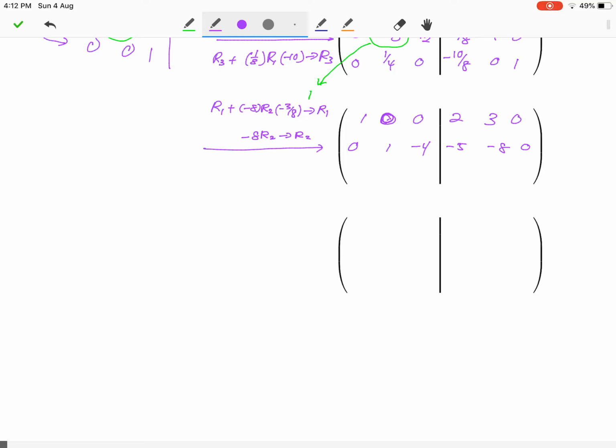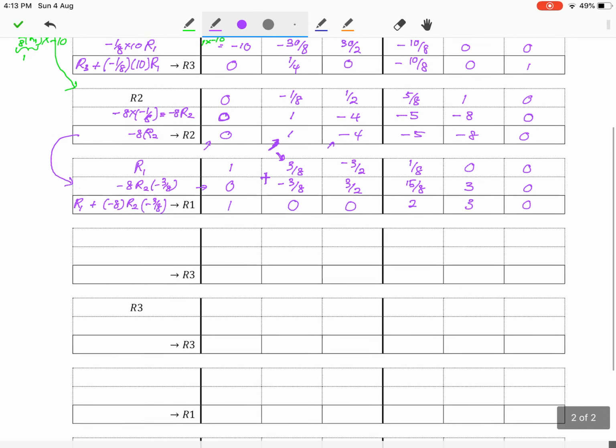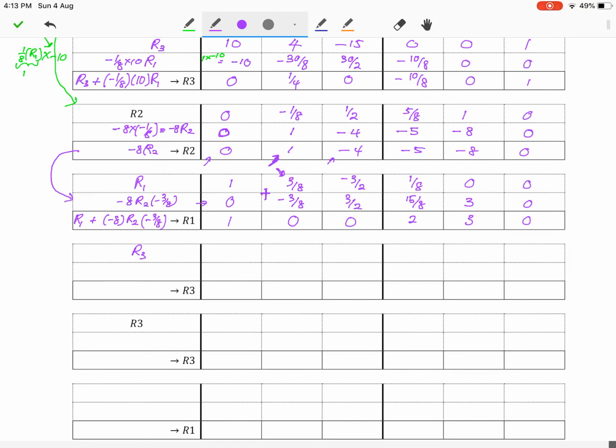So what's going to happen to R3? So R3, again, we want this part to be 0, but currently it is 1 over 4 here. So we copy down the third row. So R3 is currently 0, 1 over 4, 0, negative 10 over 8, 0, and 1.